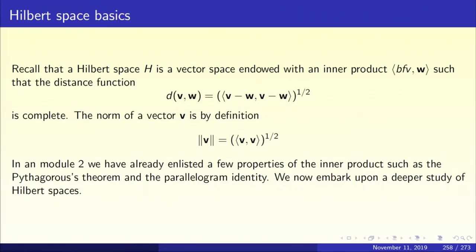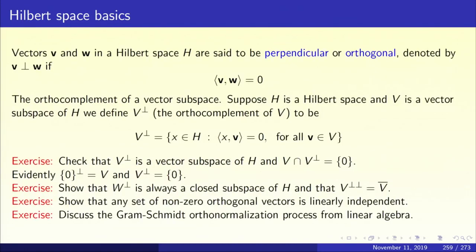So now we shall embark upon a deeper study of Hilbert spaces. Vectors V and W in a Hilbert space are said to be perpendicular or orthogonal, denoted by V perp W, if the inner product of V and W is 0. Obviously, it's a symmetric relation. V is perpendicular to W if and only if W is perpendicular to V. So the relation is clearly symmetric. 0 is orthogonal to everything. The 0 vector is orthogonal to every vector V.